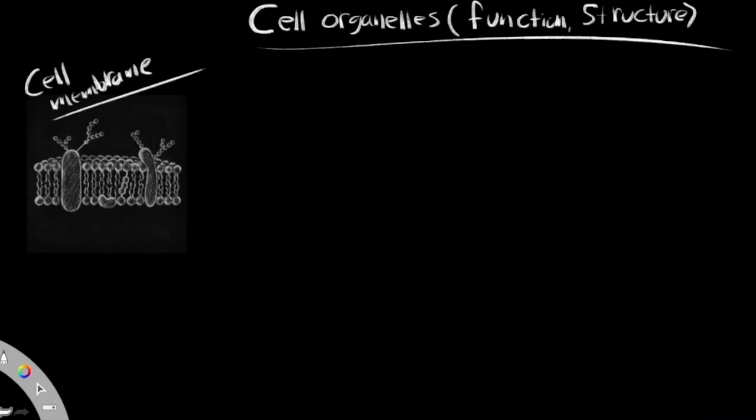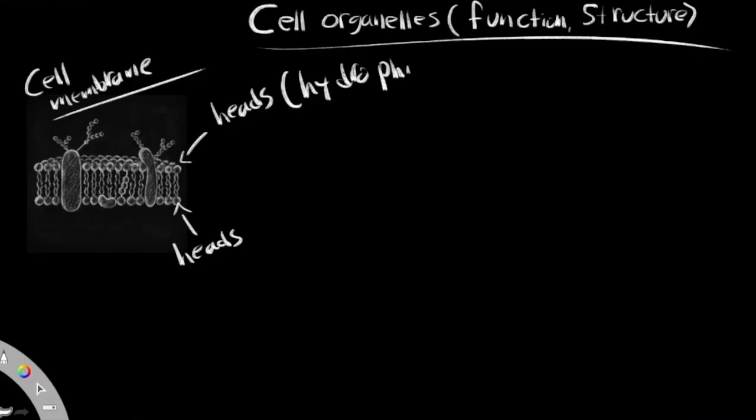Notice how it has a double phospholipid bilayer. So it has one layer over there, one layer over there. What you are looking at there is the head. These heads are hydrophilic. Why? Because philic means not afraid of, and hydro means water, right? So it's not afraid of the water.